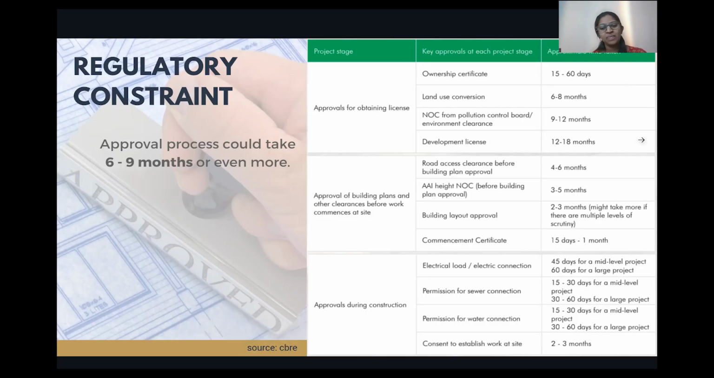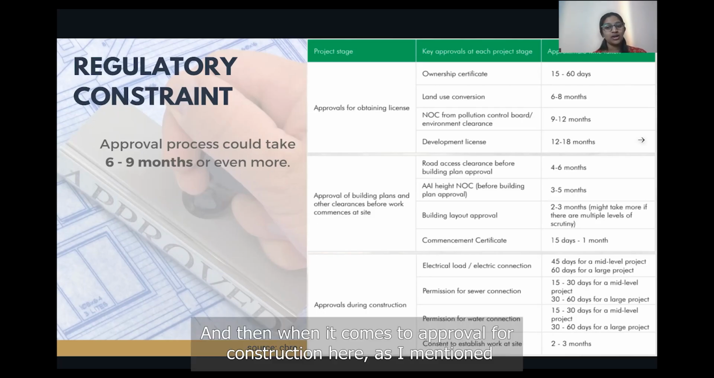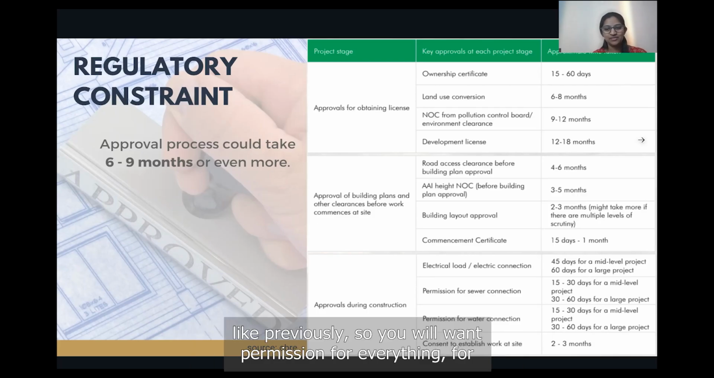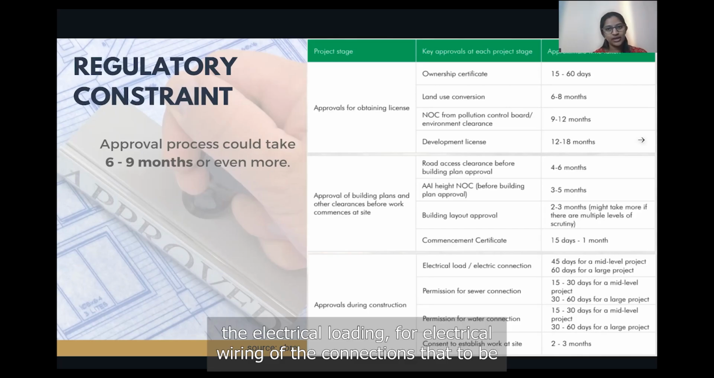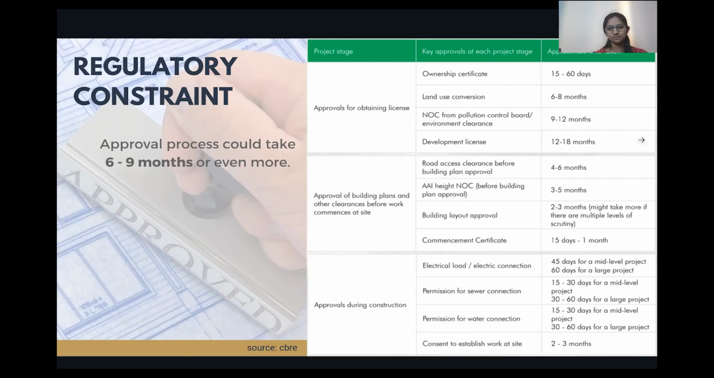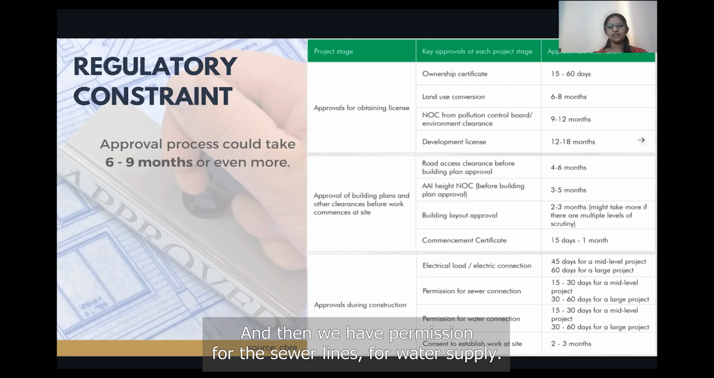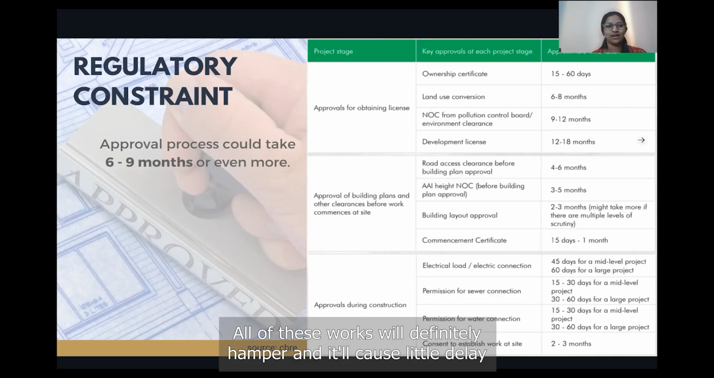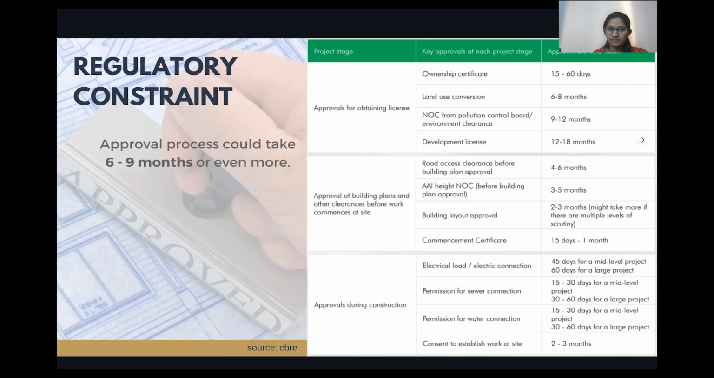estate. And then when it comes to approvals for construction, as I mentioned previously, you will want permission for everything: for the electrical loading, for electrical wiring or the connections that are to be made, because not more than the standard voltages or watts can be provided to that particular project. And then we have permission for the sewer lines, for water supply. All of these works will definitely hamper and cause a little delay with respect to the handing over of the projects.